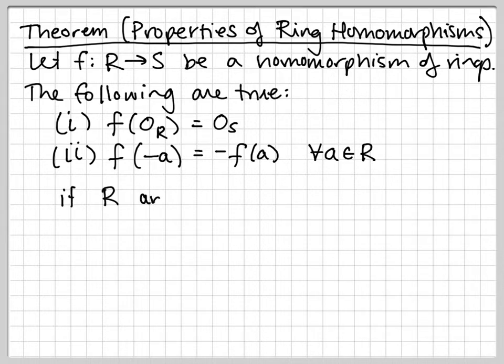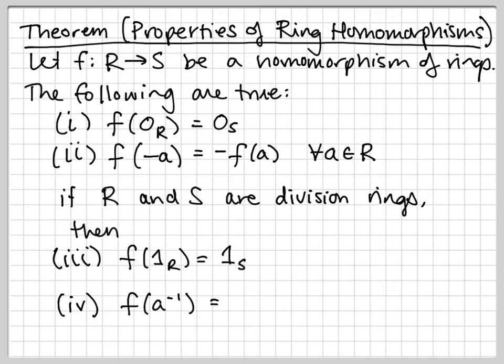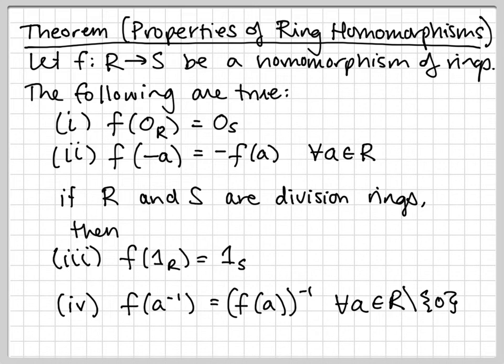Now, if we're lucky enough that R and S are division rings, that means we can prove the same things for the multiplicative identity and the multiplicative inverses. Now, remember, a division ring is not necessarily commutative, but we do have a multiplicative identity. So R and S both have a 1 or a unity. And we know that every non-zero element has a multiplicative inverse.